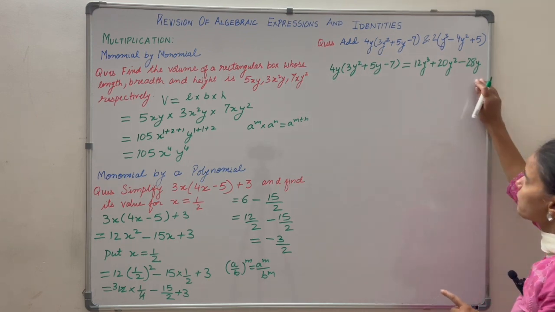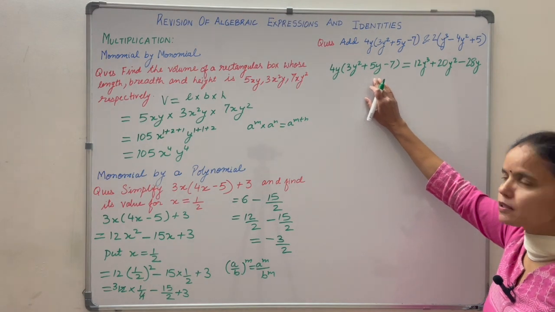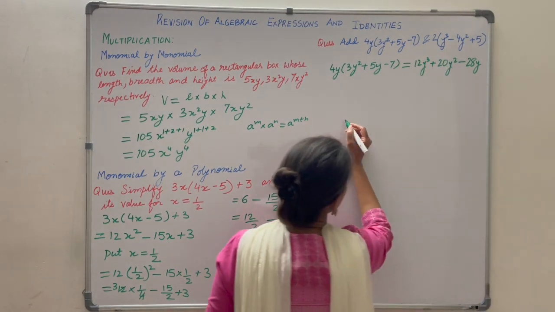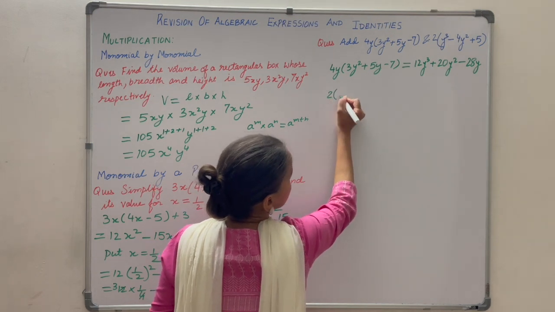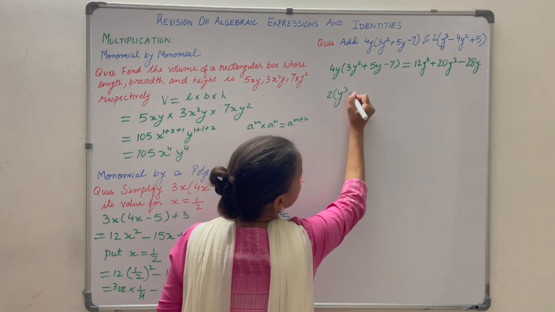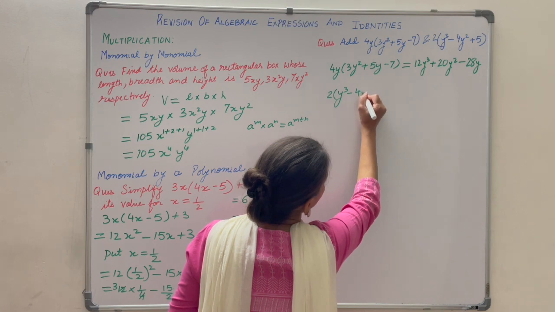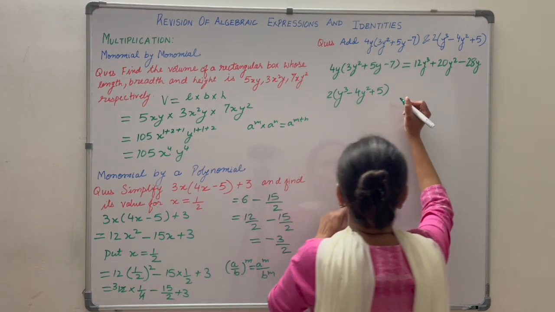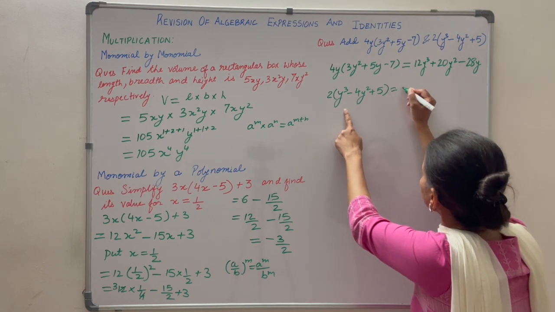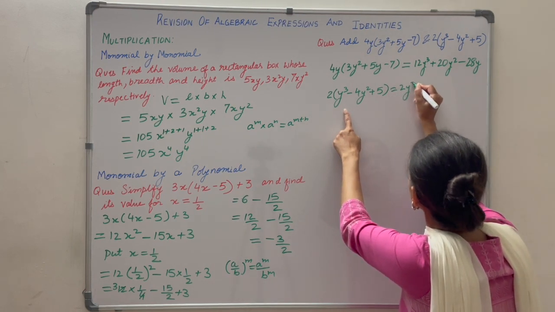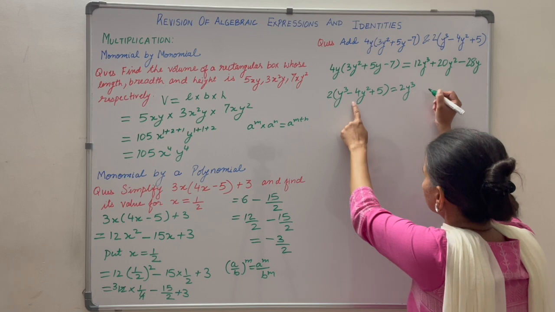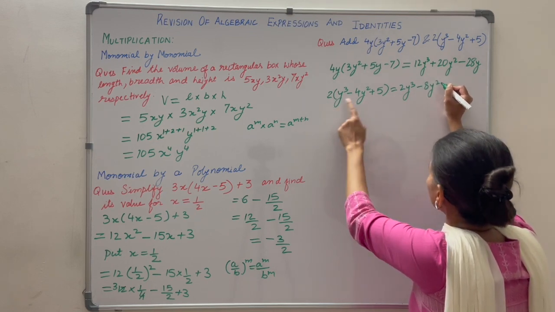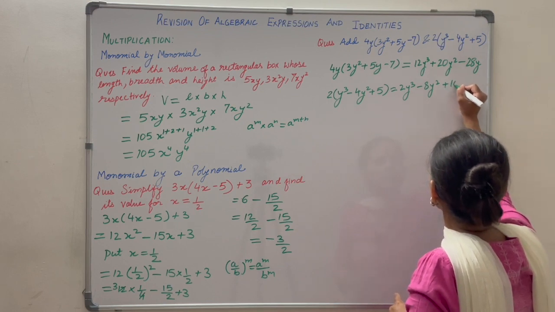So this is the expression. We have simplified this using distributive property. Now let us take this expression and simplify it. 2 into y cube minus 4y square plus 5. So 2 into y is 2y cube. 2 into minus 4 is minus 8y square. 2 into 5 is 10.